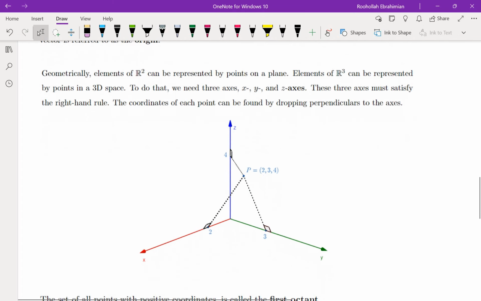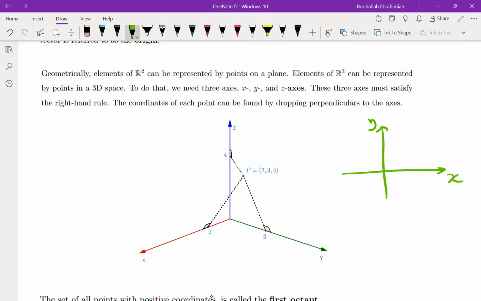So let's talk a little bit about the geometry of them, and for that we need to look at the coordinate axes. So in R2, we know that we can represent every element of R2 by a point on the plane. That's something you have seen starting from algebra. So any point of the form (x, y), any element of R2, which is going to be a pair of numbers (x, y), can be represented by a point on a plane.